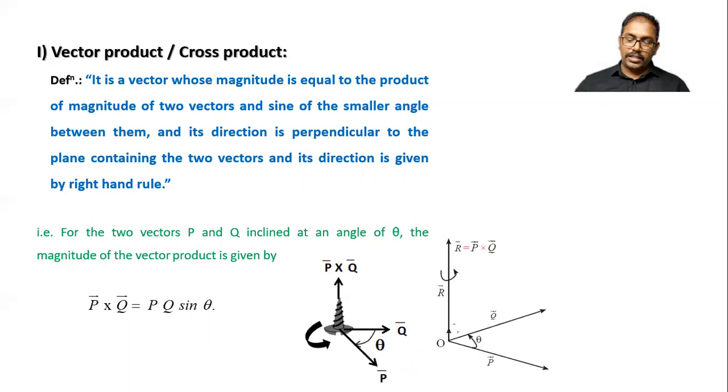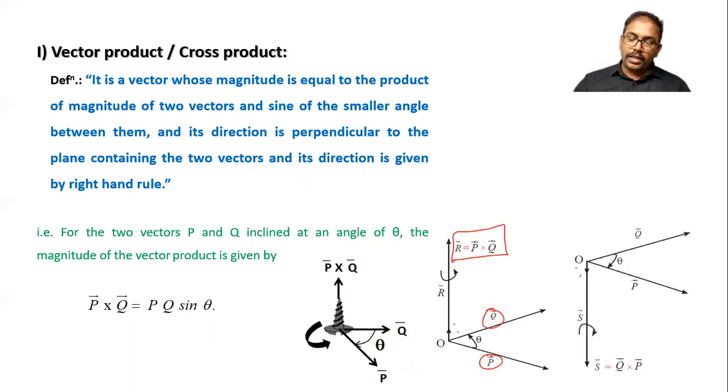Now here you can see this is P, this is Q. P bar cross Q bar is in upward direction. And this is P and this is Q, the same P and Q. Q bar cross P bar is in downward direction by the right hand rule.